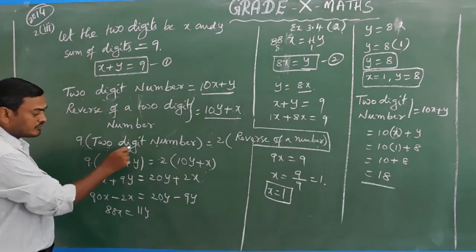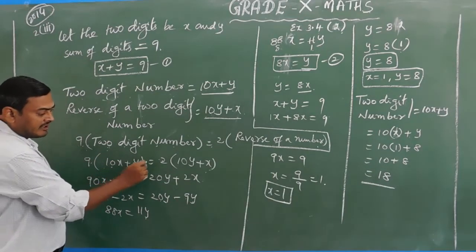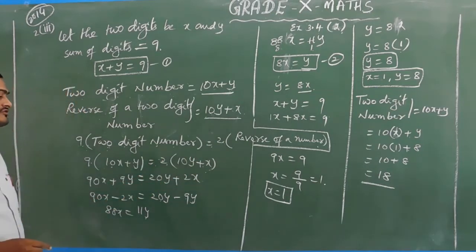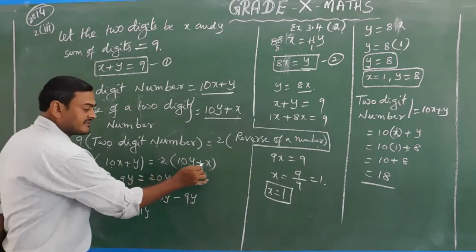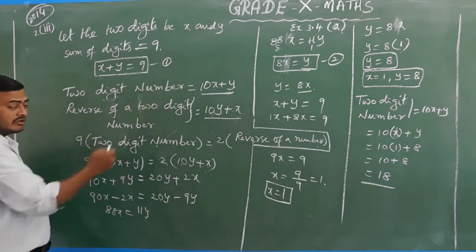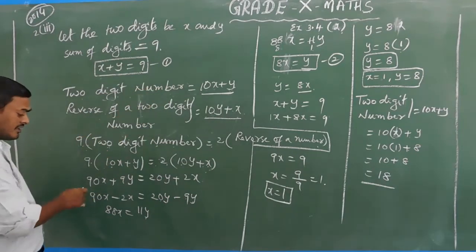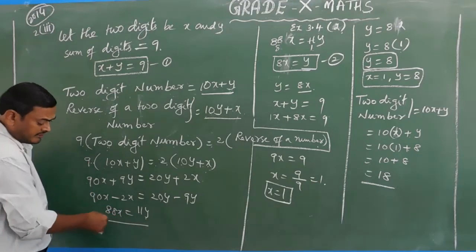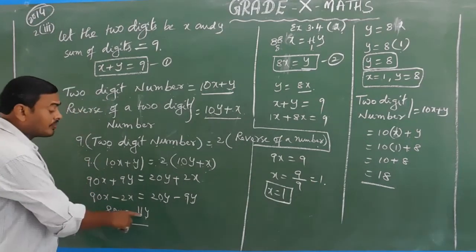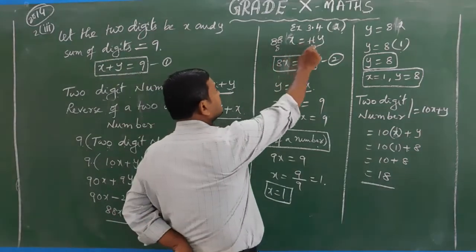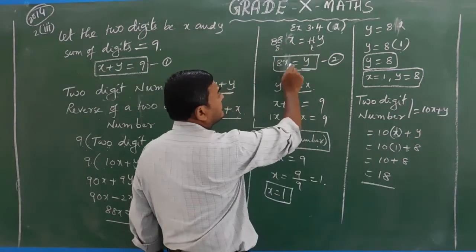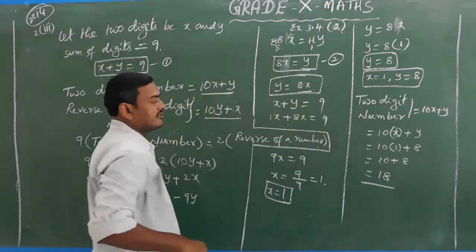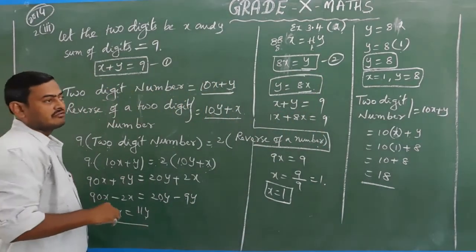Now 9 into 2-digit number, 10x plus y, equal to 2 times of reverse of a number. Reverse of a number means 10y plus x. Already we got the number and the reverse of a number. If you multiply and simplify, we get 88x equal to 11y, 11 and 88 cancel, means 8x equal to y, or y equal to 8x. Y equal to 8x is equation 2.